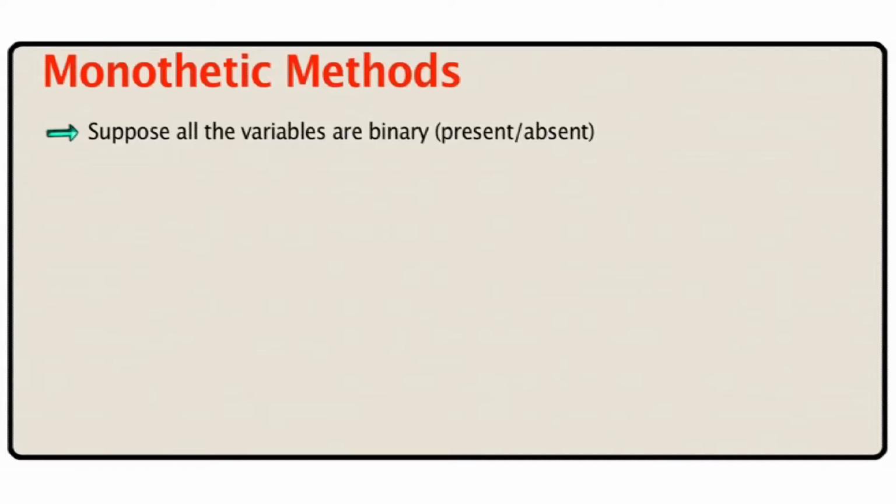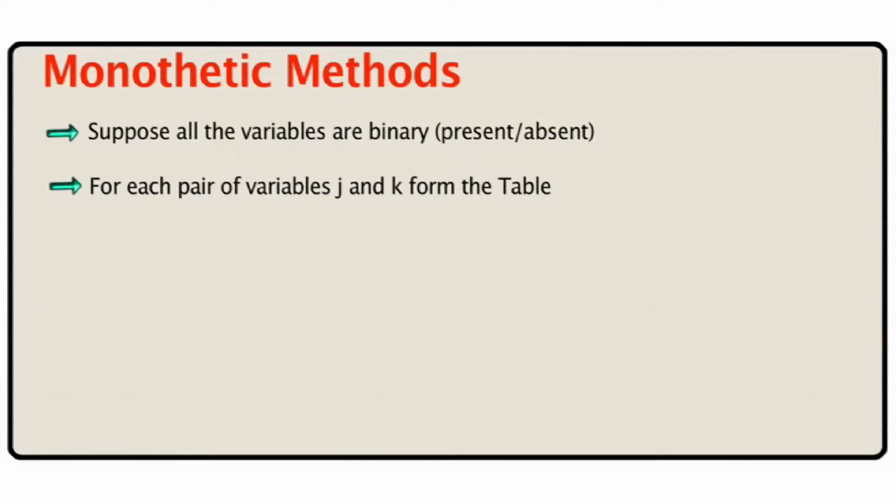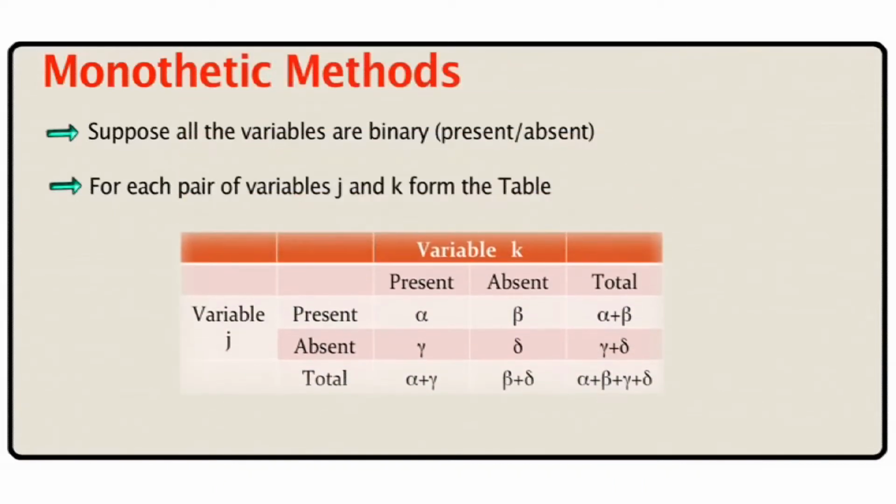Suppose all the variables are binary, that is of the present or absent type. What we do is, for each pair of variables j and k, we form the following table. Now it looks similar to what we have done before, but this table is different, in the sense that this is in terms of variables and not in terms of individuals r and s.